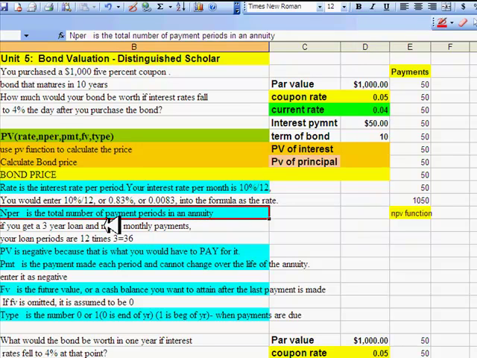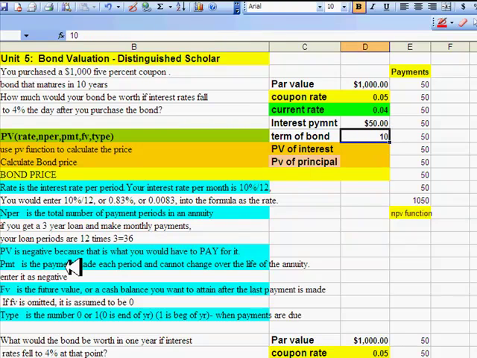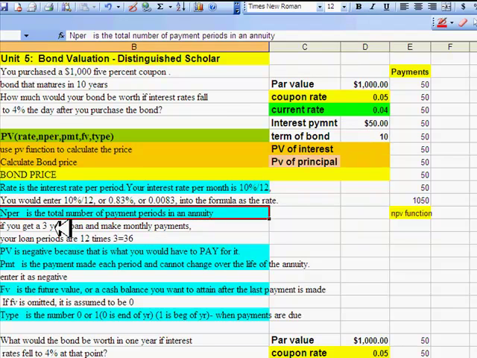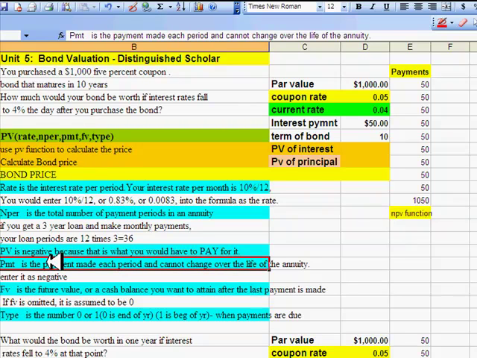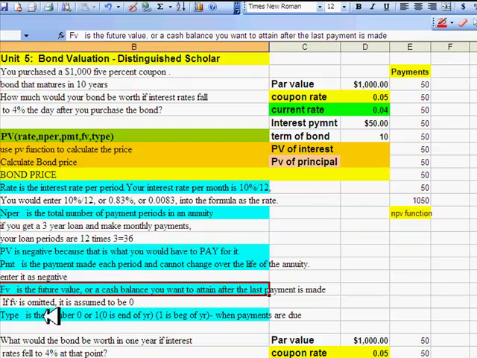Number of periods is the total number of periods in an annuity. How many years are you going to collect the $50? For 10 years. So 10 is the amount that you're going to enter in the periods. So if it's a 3-year loan, and if you make monthly payments, it would be 12 times 3, which is 36. But since this is 10 years, once a year, you receive $50, so the periods are going to be 10. And then you enter the payment. The payment is the payment which cannot change. You're going to receive $50. Okay, and the future value is 0 and the type is 0.